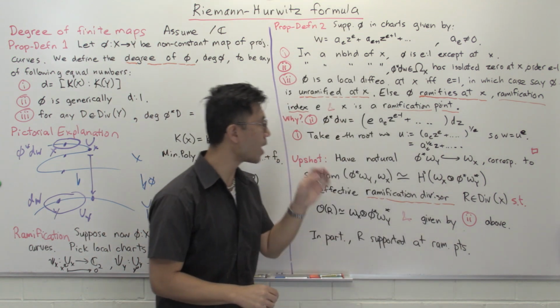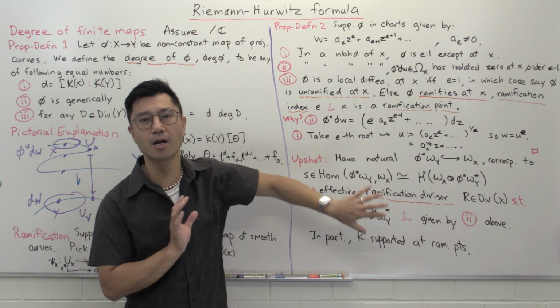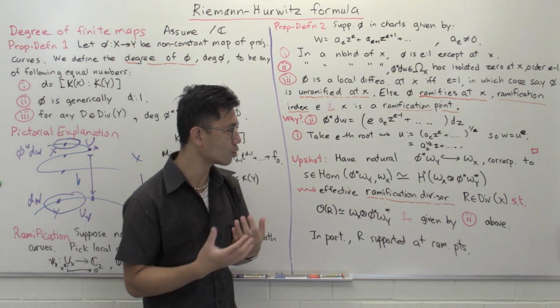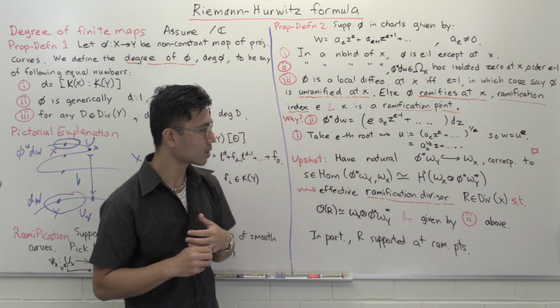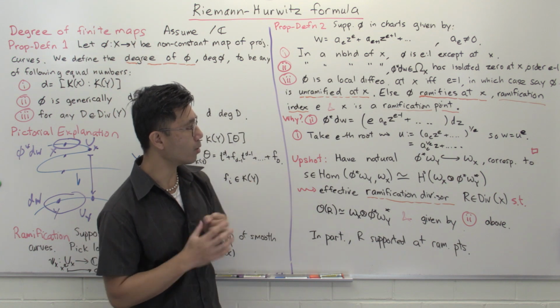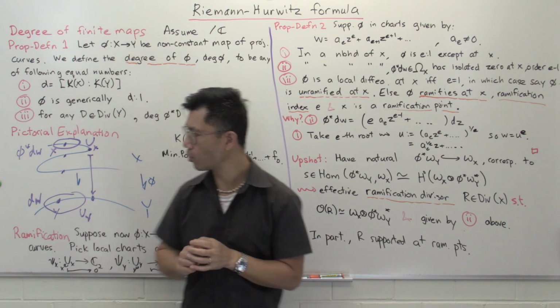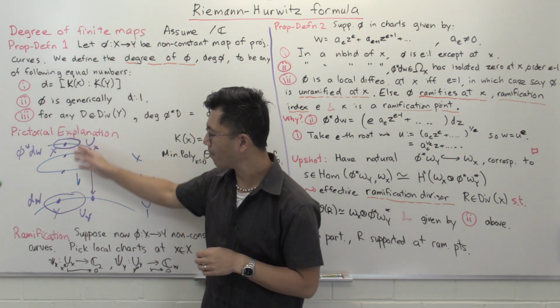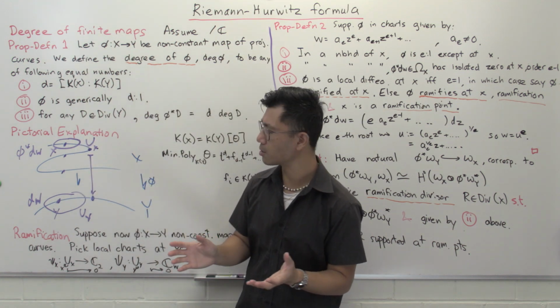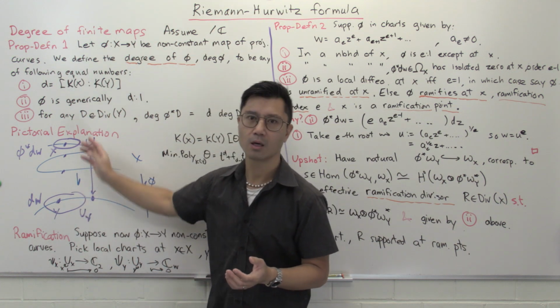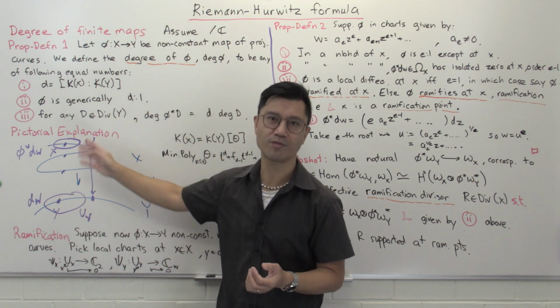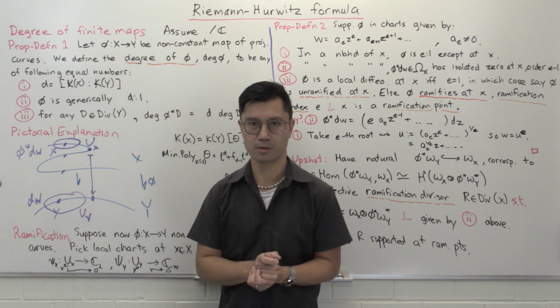Okay, so what's the upshot of what's going on here? So this is kind of the key point, which is going to allow us to look at the Riemann-Hurwitz formula. Okay, so the point is the following. We've got a map of curves here, and the key question is, can you relate the canonical sheaves and the canonical divisors on these two curves? That's the question.